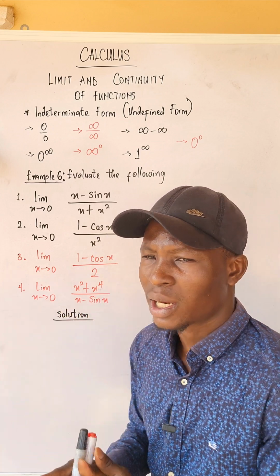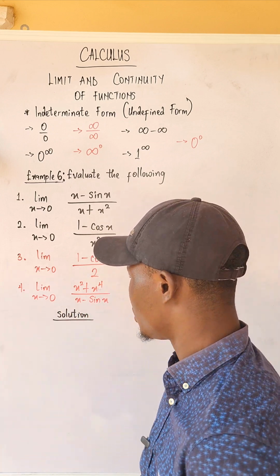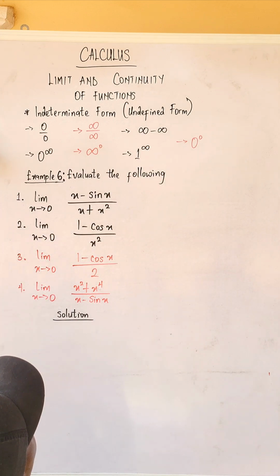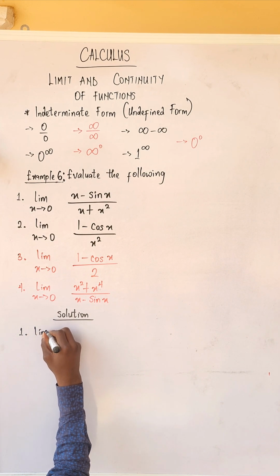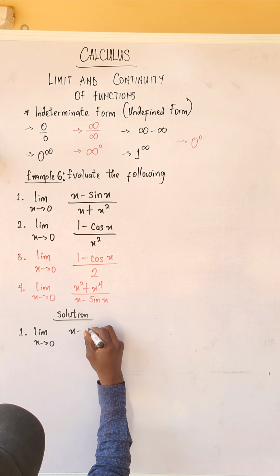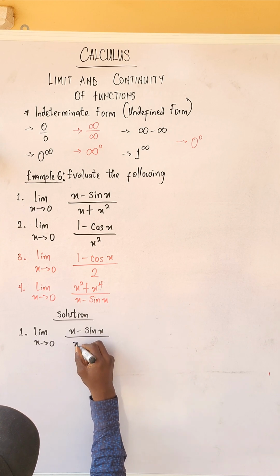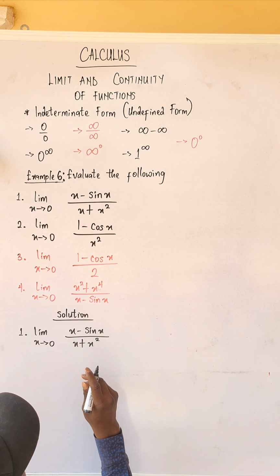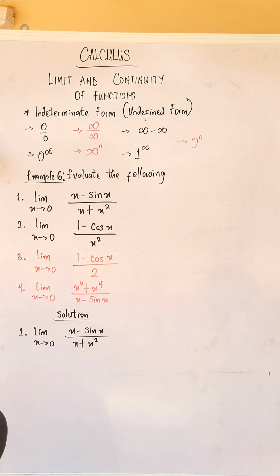To solve this question now, which approach are you going to be using? Now let's go to the question. We have question 1: limit as x tends to 0, x minus sin x over x plus x squared. Now, you know everyone's choice is always trying to use the direct approach. Now let's try the direct approach and see if we are going to get our answer.